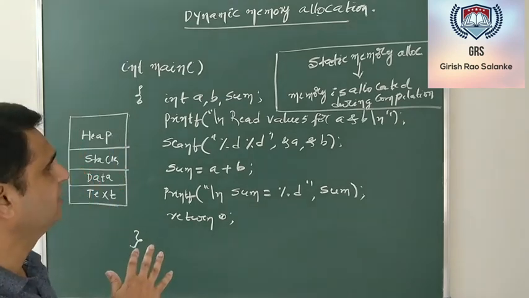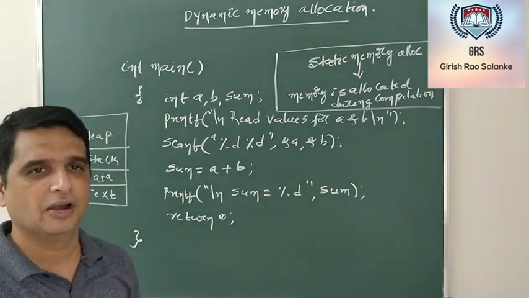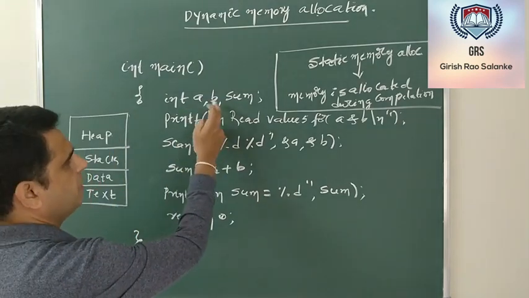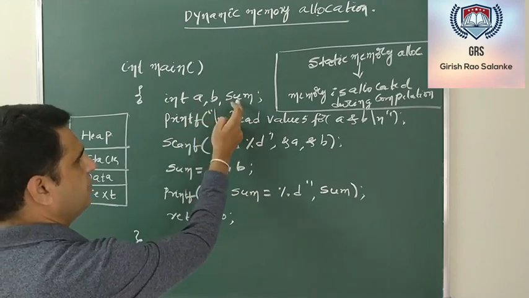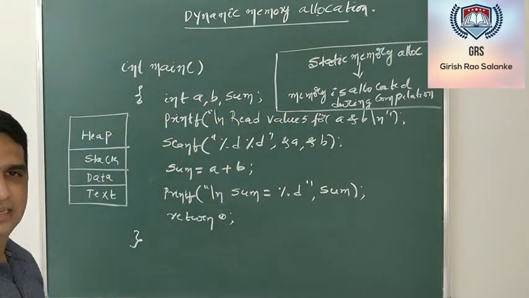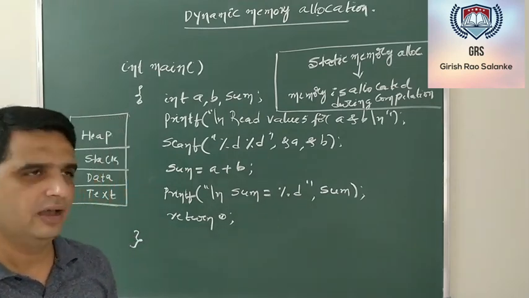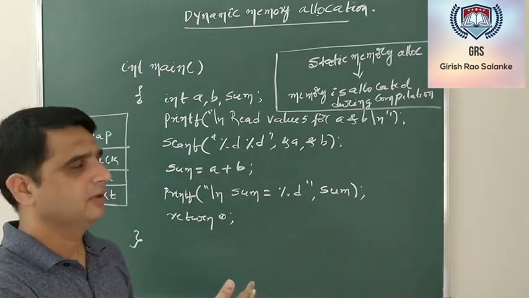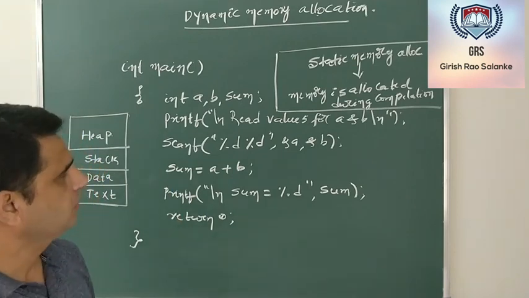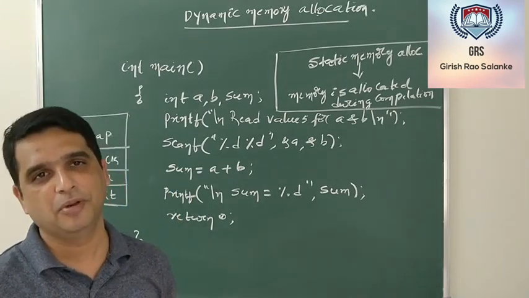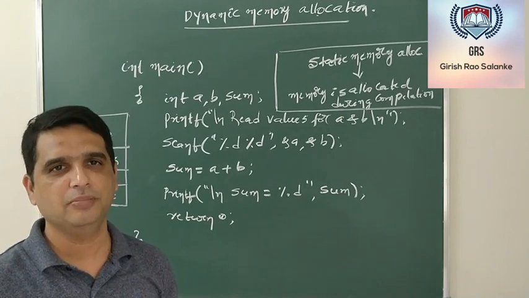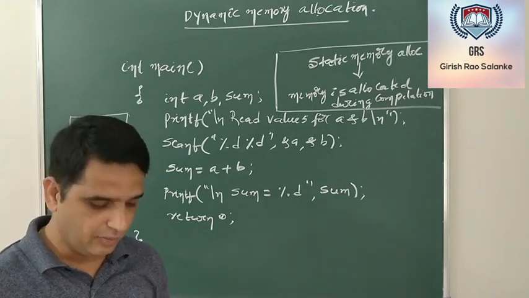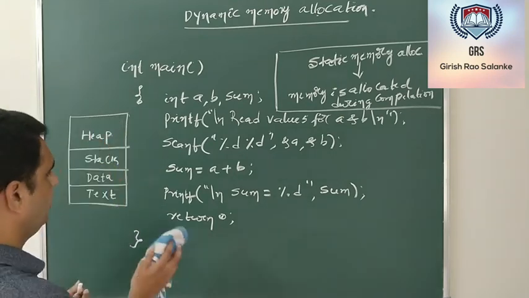Now in this case, I have not wasted memory at all, because I have declared three variables A, B and sum, and they take memory from this stack region. If I assume that an integer variable takes 2 bytes of memory, then for this program, with three variables, it takes 6 bytes of memory, and all the 6 bytes are used very efficiently. Now let me take one more case.